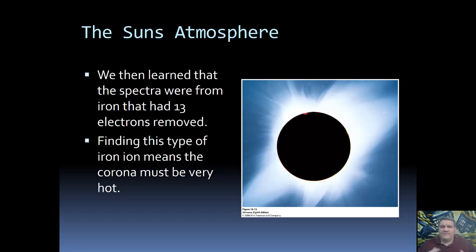Well, over time, as physicists continue studying atoms and so on, they determined that the pattern we are seeing in the corona was not some new element. It was actually from iron, but it was iron that has had 13 electrons removed. Now, every time you remove an electron from an atom, it takes more energy to remove the next electron from the atom. So the fact that these iron atoms have had 13 electrons removed means that something very energetic is going on. This actually starts to give us an idea of how hot the corona actually is. It is so hot that it provides enough energy to remove 13 electrons from iron.